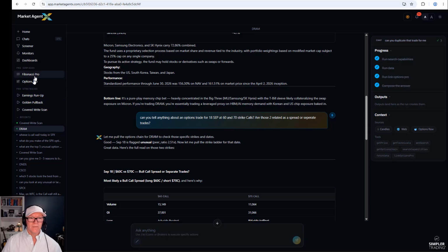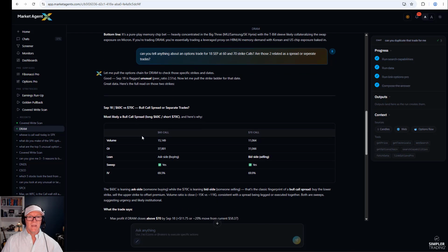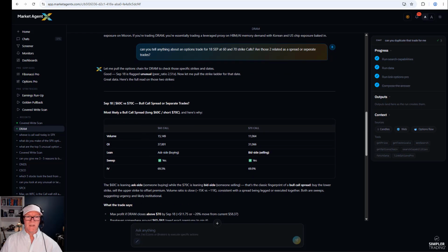Well, what I had identified over here on my original chain, there was a pretty big block of open interest and volume in the September 18 September 60 and 70 call strikes. So the next prompt, we're just talking back and forth, as you do with AI, right? I said, can you tell me anything about the options trade for 18 Sep 60 and 70 strike calls? Are those two related as a spread or separate trades? Are those separate or is that one trade? And Max goes, let me pull the options chain and I'll check out those specific dates for you.